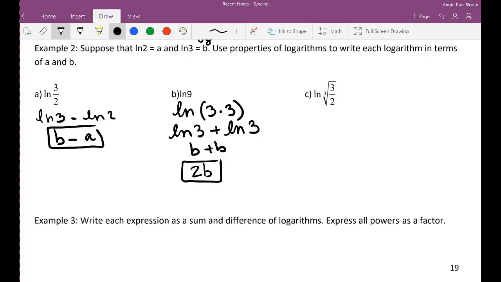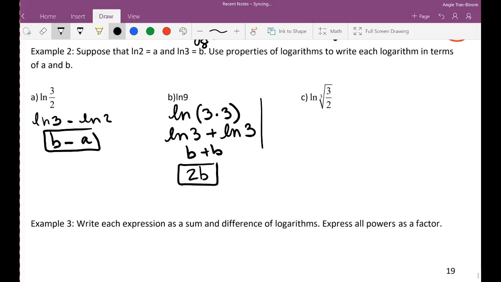Guys, if you really wanted to, could you have done ln of 3 squared? Would that be okay? If you have a power in log, what does it become? Multiplication. You're right, a factor, a product. So you have 2 times what? ln of 3, okay? And again, ln of 3 in this problem is B. Would you get the same answer? Yep. So either method, you're going to be just fine.